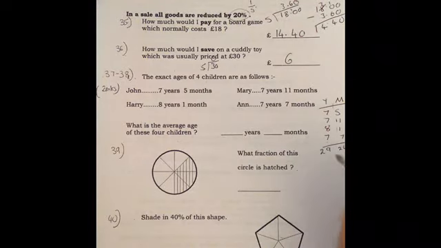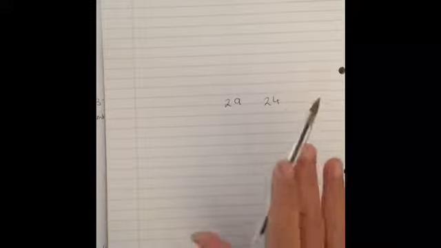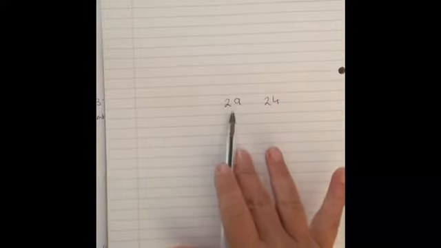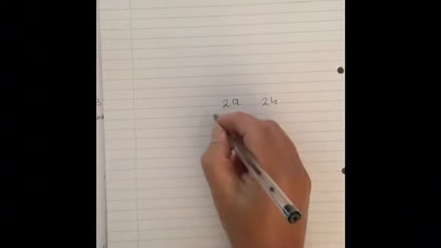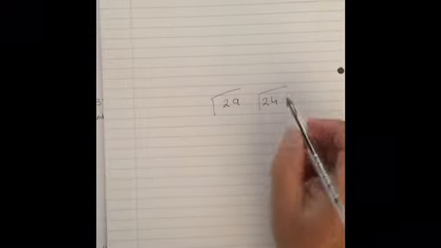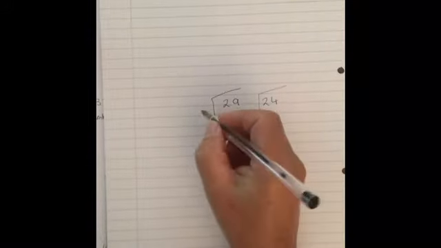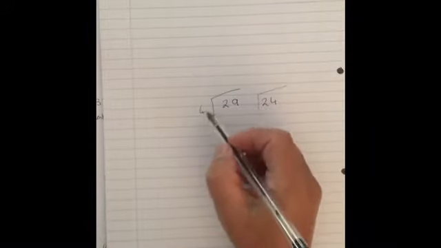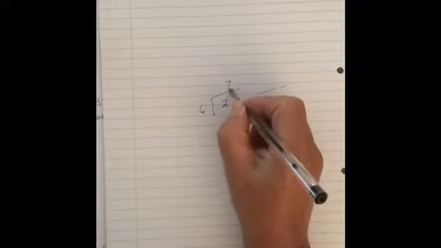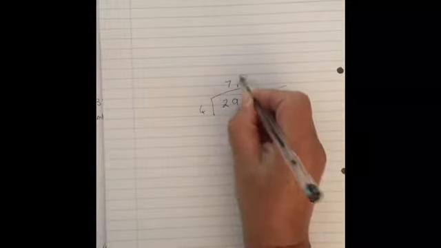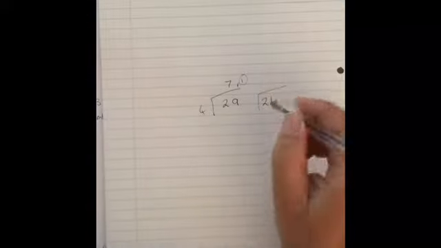Or you can put them all together. Look, you know this 24 months is the same as 2 years, so you can add that on. But to do this, I'm going to keep it separate as years and months. So we had 29 years, divide that by 4, and 24 months, so divide that by 4. Now 4 goes into 29 7 times, with a remainder of 1 year.